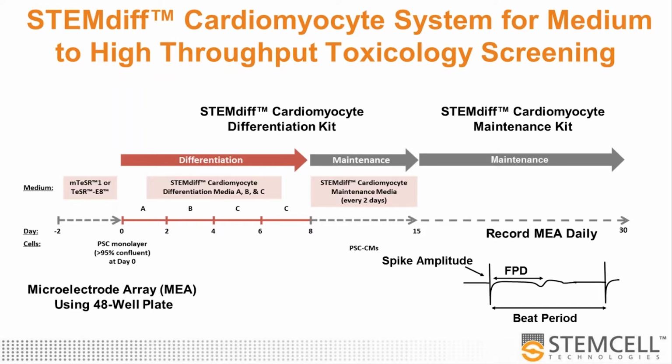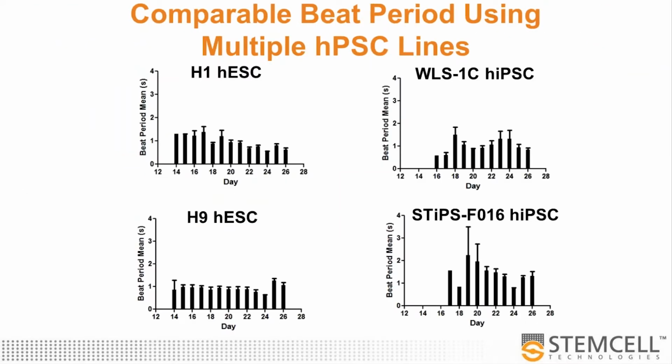So we took our aggregate cultures, replated them at day -2 directly into the MEA plate, and then differentiated them going through all these steps we did before, and then basically tracked excitability starting at day 14 moving forward, and basically measuring how does excitability change and how does it normalize, and really looking at spike amplitude, field potential duration, and beat period. And so here are the 4 unique hPSC lines, 2 ES and 2 iPS.